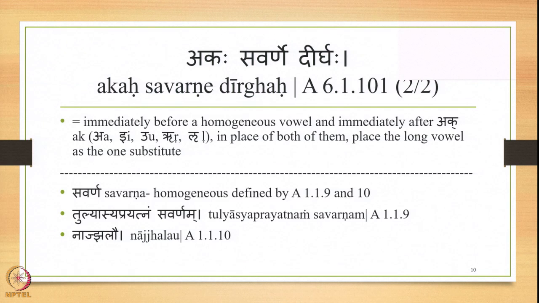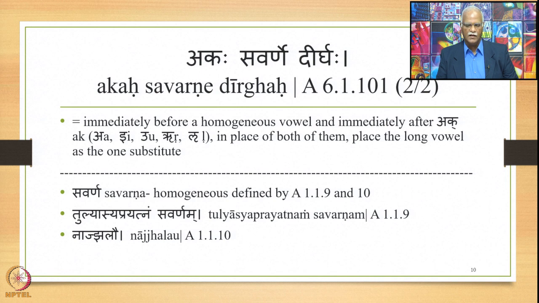Having put all these things together, the overall meaning of akasavarne dirghaha can be stated in the following manner. Immediately before a homogeneous vowel, savarne achi, and immediately after ak, akaha. Ak is a, i, u, ru and lu, these five vowels. In place of both of them, purva parayoho, place the long vowel, dirghaha, as the one substitute, ekaha. I repeat, immediately before a homogeneous vowel and immediately after ak, in place of both of them, place the long vowel as one substitute.